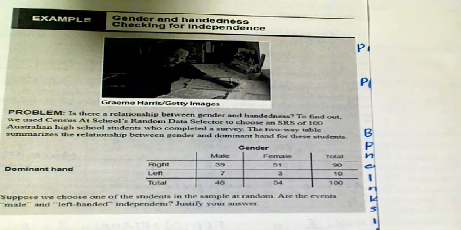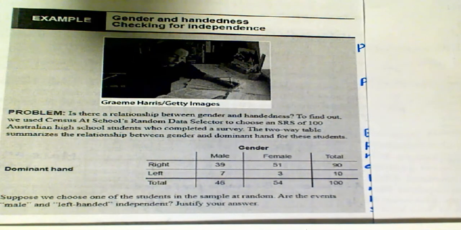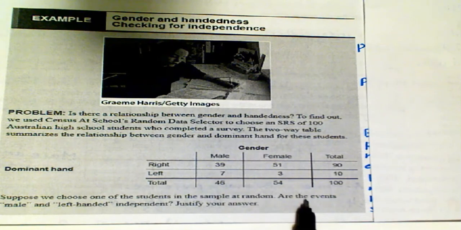Okay, this is gender and handedness. Is there a relationship between gender and handedness? To find out, we use Census at School's random data selector to choose a simple random sample of 100 Australian high school students who completed a survey. The two-way table summarizes their relationship. So they found out what the gender was and then if they were left or right-handed.